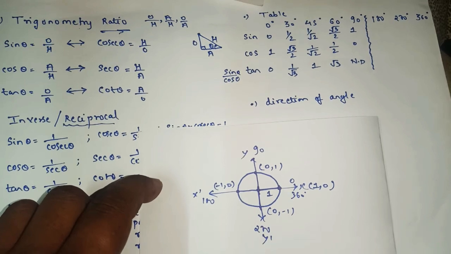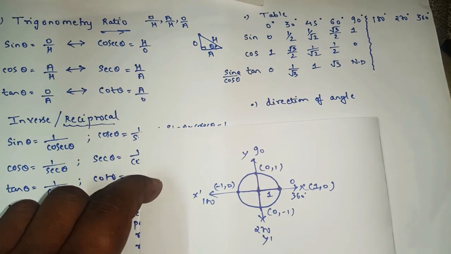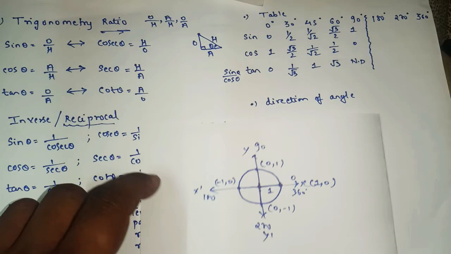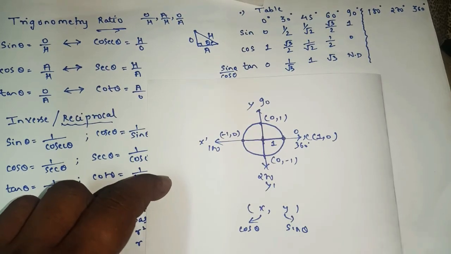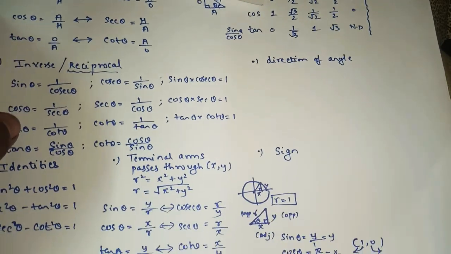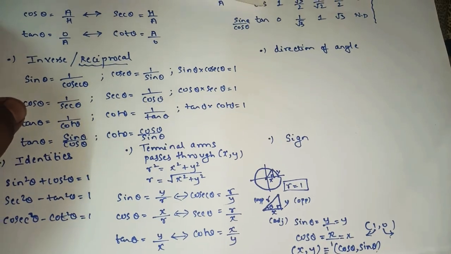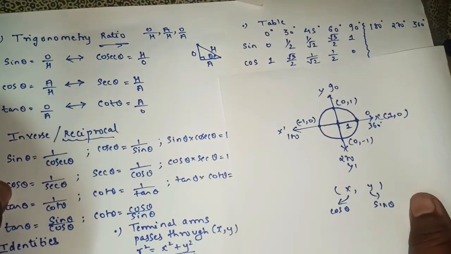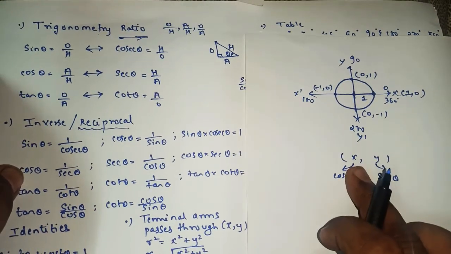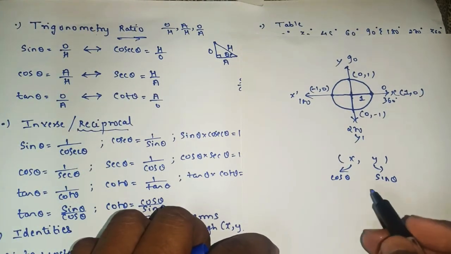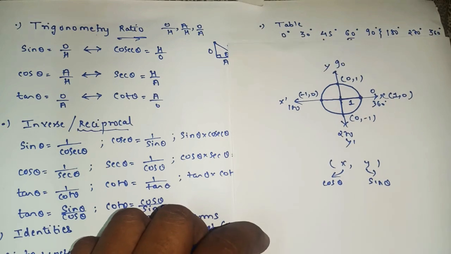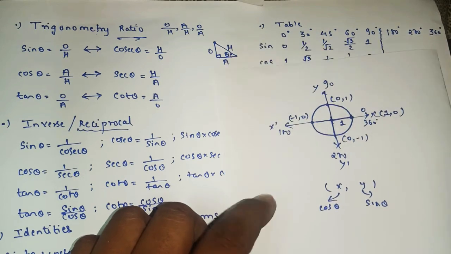So here clearly we can see that in x comma y, the first answer indicates cos theta and the second answer indicates sine theta. Yes or no? Just now I explained that x is cos, and y is sine. So the first answer is cos, and the second answer is sine.